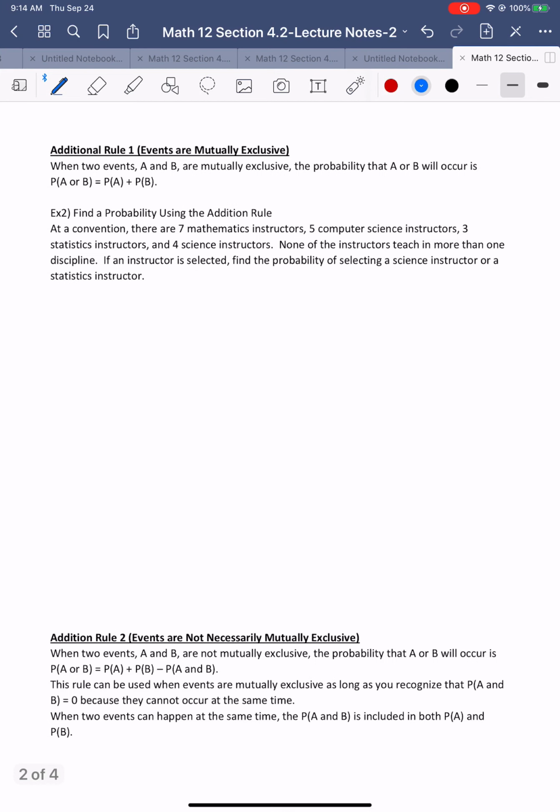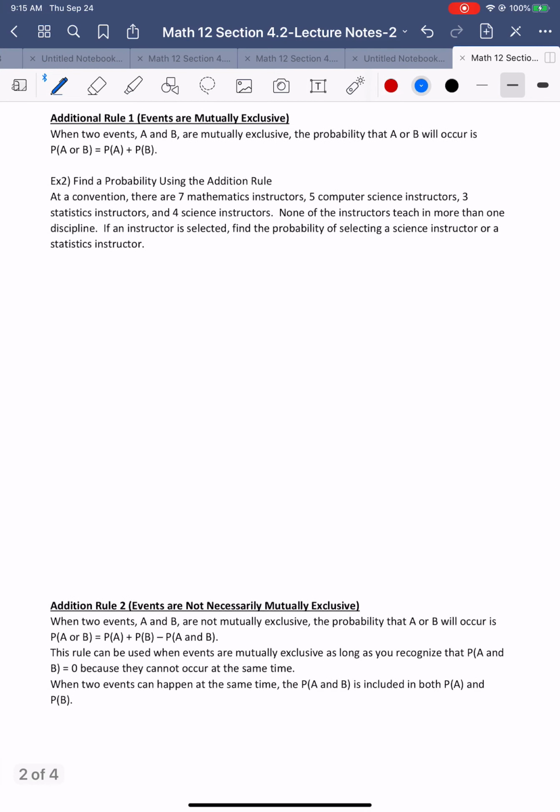Addition rule 1: when events are mutually exclusive, we can easily get the probability of A or B, which is P(A) plus P(B). There's nothing in common, so you don't need to subtract anything. In a Venn diagram, this is event A and this is event B, totally separate. Whatever number from event A over the total, plus whatever number from event B over the total, is the sum, the probability of A or B.